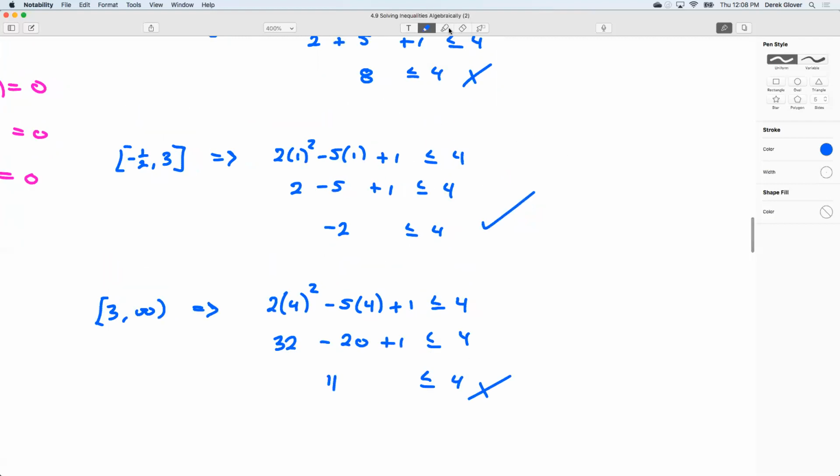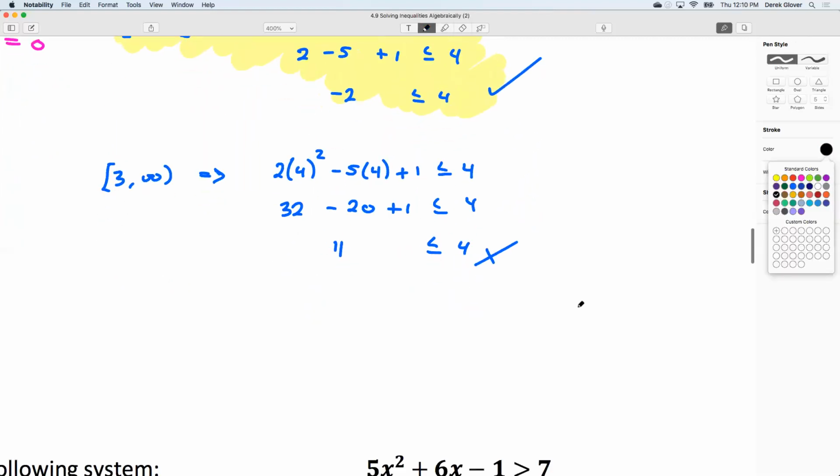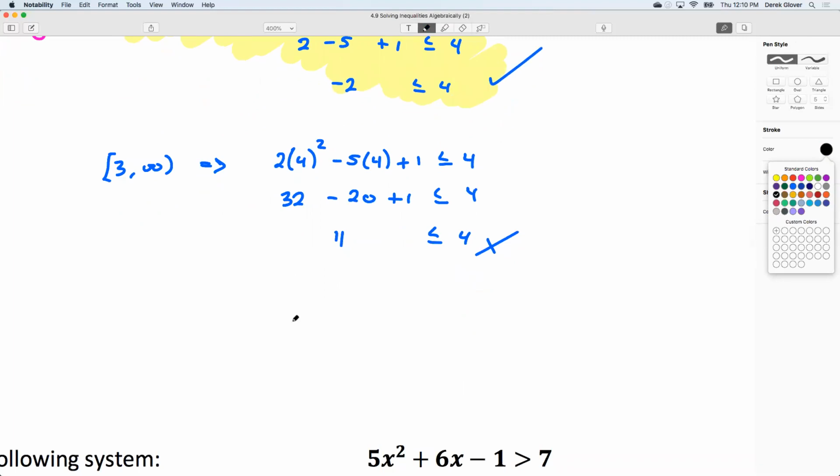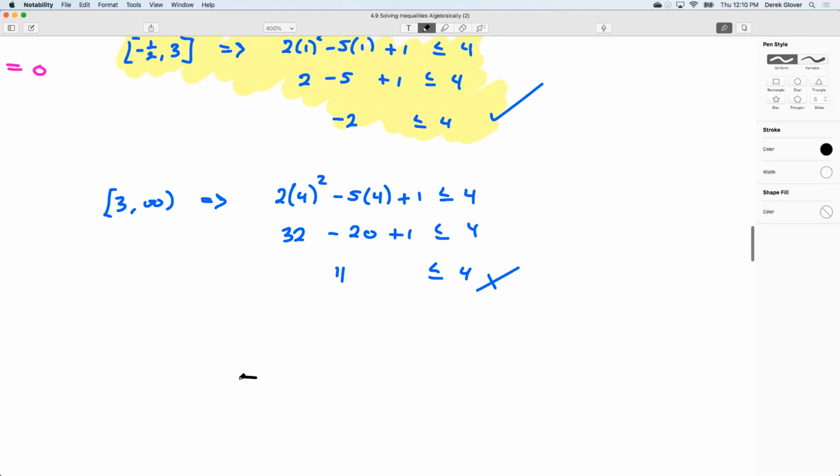So what we actually have as our answer is this one. This is the only one that actually works out. And so our final answer is going to be x must be between -1/2 and 3.